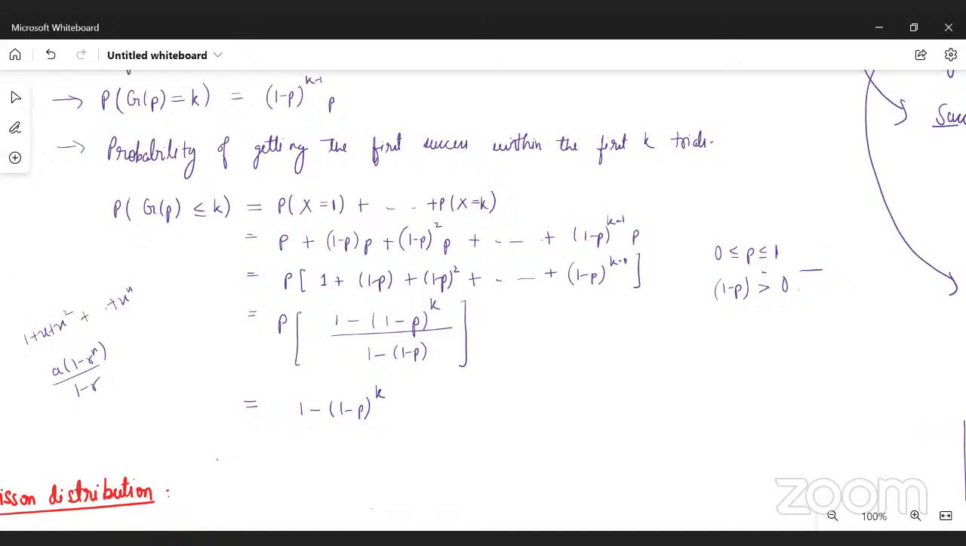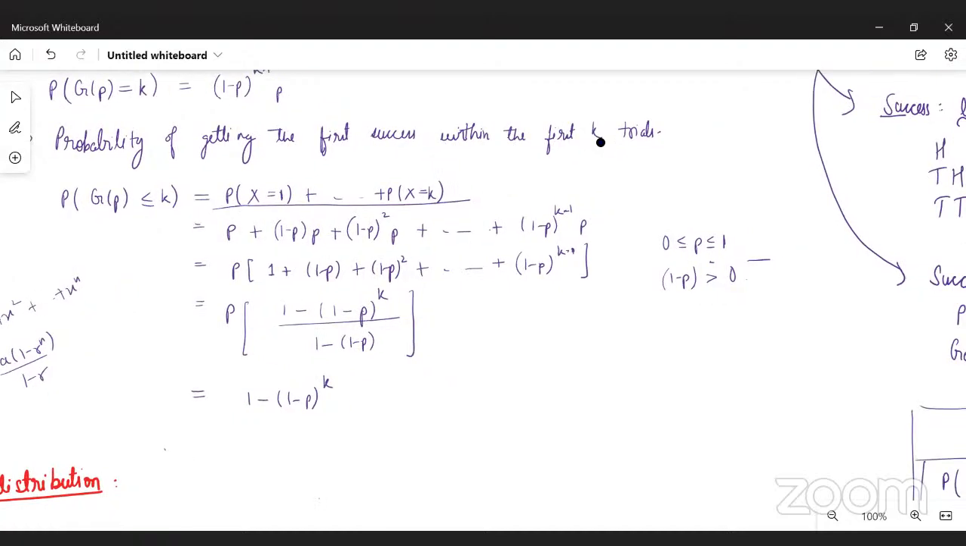Okay, so you have the k trial, and what is the probability of getting the first success within the first k trial? So either you can get the first success on the first trial, you can get the first success in the second trial, or you can get the first success on the kth trial. So you will have to add all these probabilities, right? So if you have to find the probability that x is less than or equal to k, this is going to be probability x equal 1 plus probability x equal 2 plus up to probability x equal k.